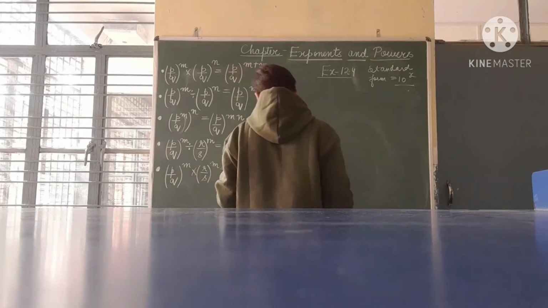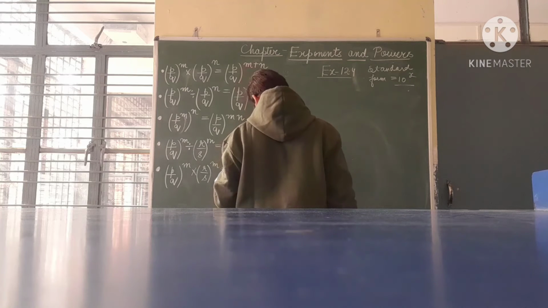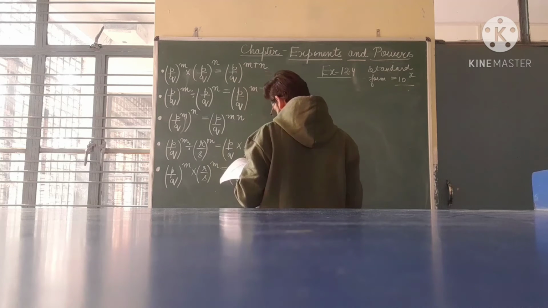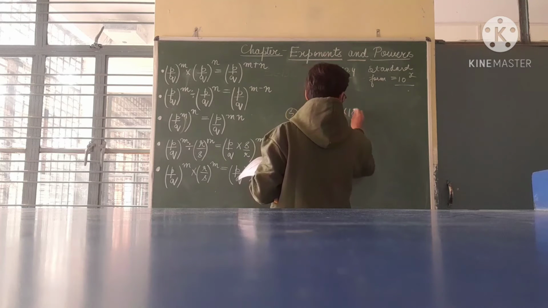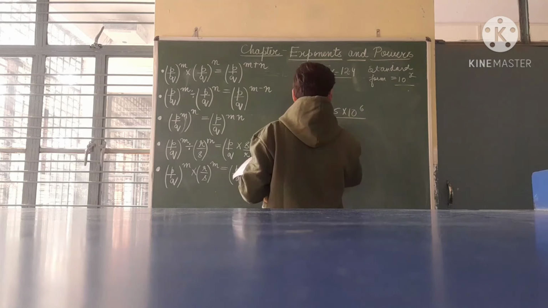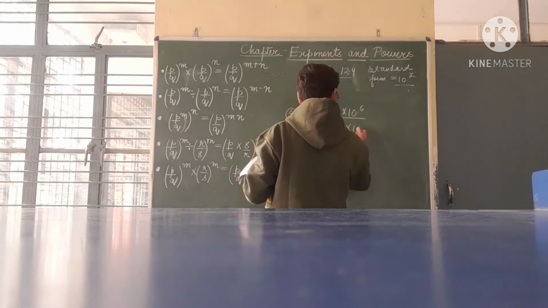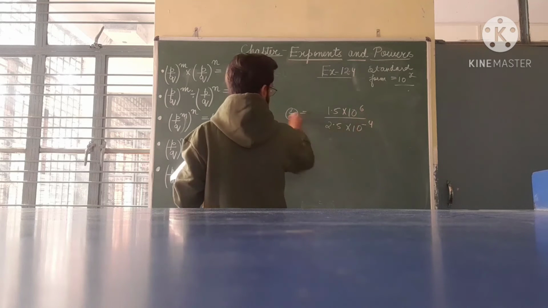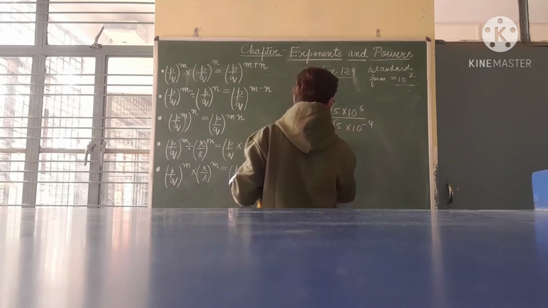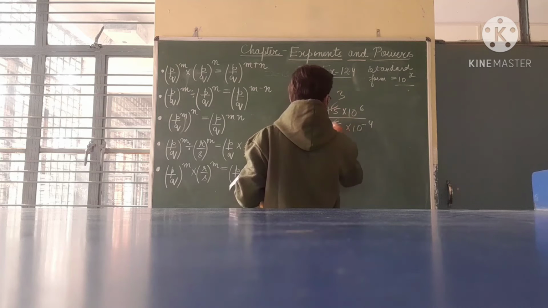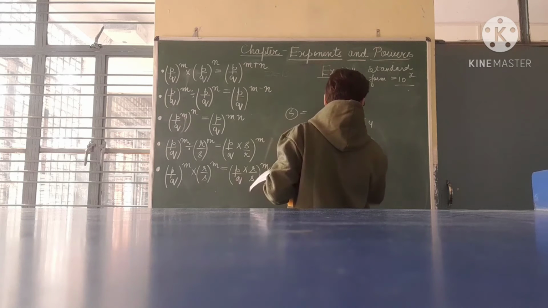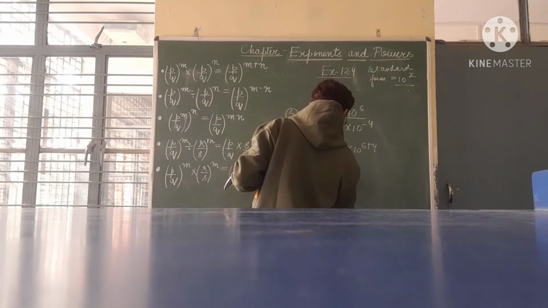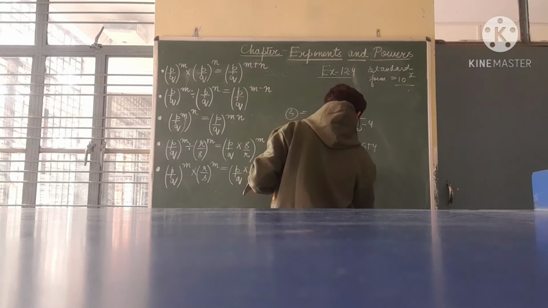Now question number 3, expressed in standard form. Now I am telling you question number 5, the last one. Question number 6 you have to do yourself, and question 7 you have to simplify yourself, because I have given this PDF. 1.5 into 10 to the power 6 upon 2.5 into 10 to the power minus 4. We have to simplify it. You can see that 0.5 will be cancelled out, and for 15 upon 25 we get 3 upon 5, and 10 to the power 6 minus minus 4 gives 10 to the power 10.